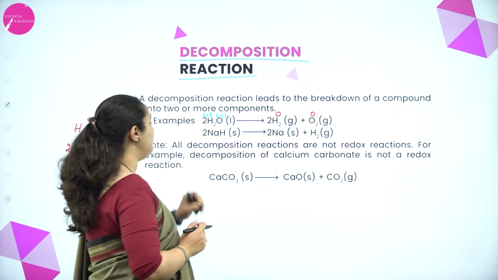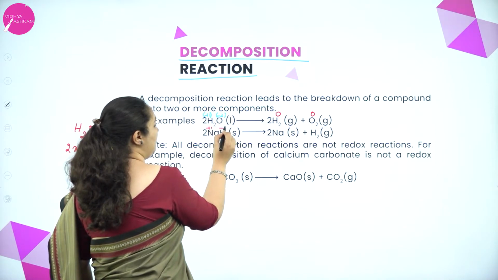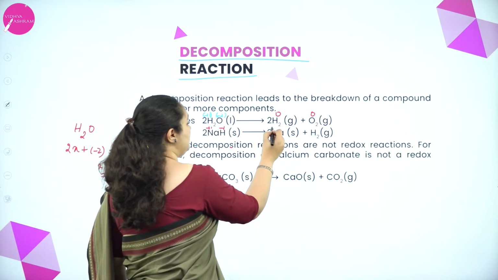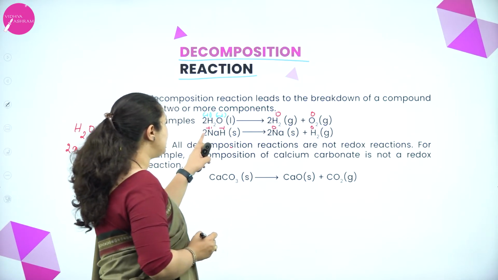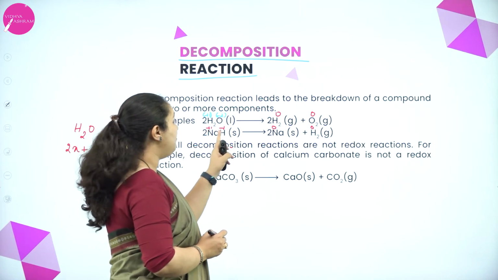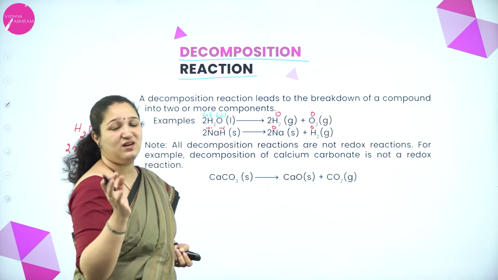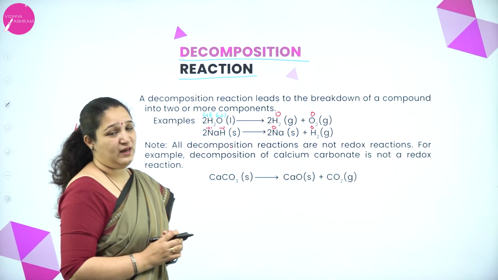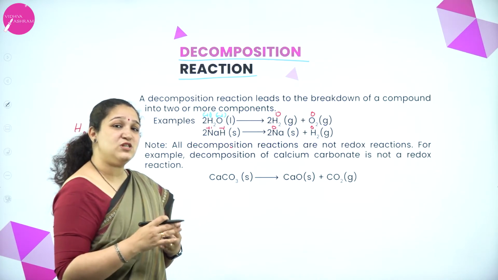Same way for sodium hydride. Sodium we know is plus 1. Hydrogen will be minus 1. And here this is 0 and this is 0. So plus 1 to 0 is decreasing, so it is a reduction reaction. Minus 1 to 0 is increasing, so it is an oxidation reaction.